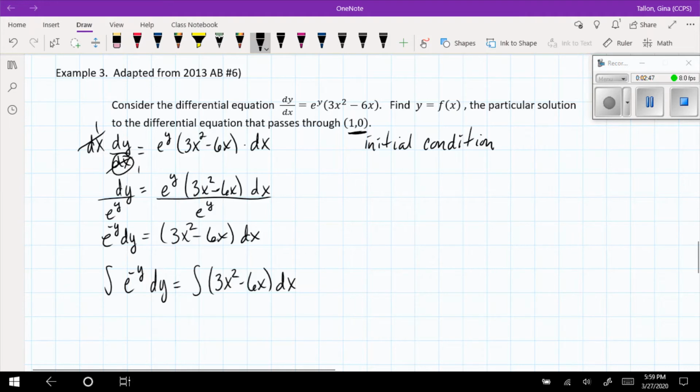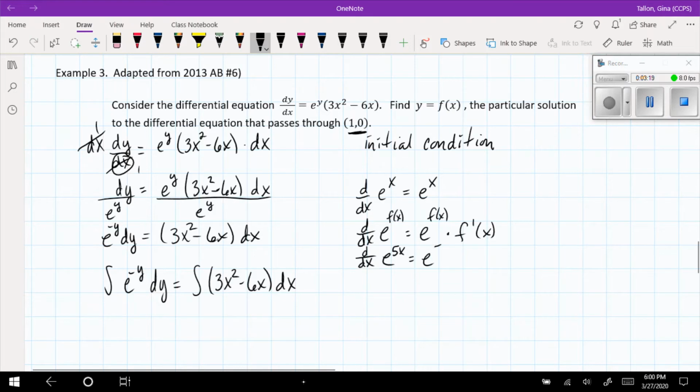Let's see. I'm going to go to the side for a second and just review a couple of things with you. The derivative with respect to x of e to the x is itself, e to the x. That should be no problem. The derivative with respect to x of e to some function of x would be e to that function of x, but then you'd have a chain rule here, multiplying by the derivative of that function of x. So for example, the derivative with respect to x of, let's say, e to the 5x would be e to the 5x multiplied by 5, the derivative of my exponent.